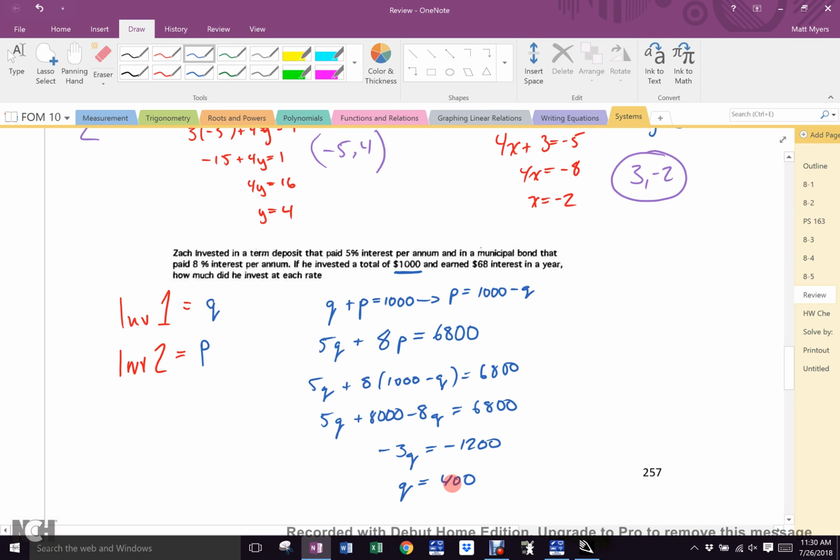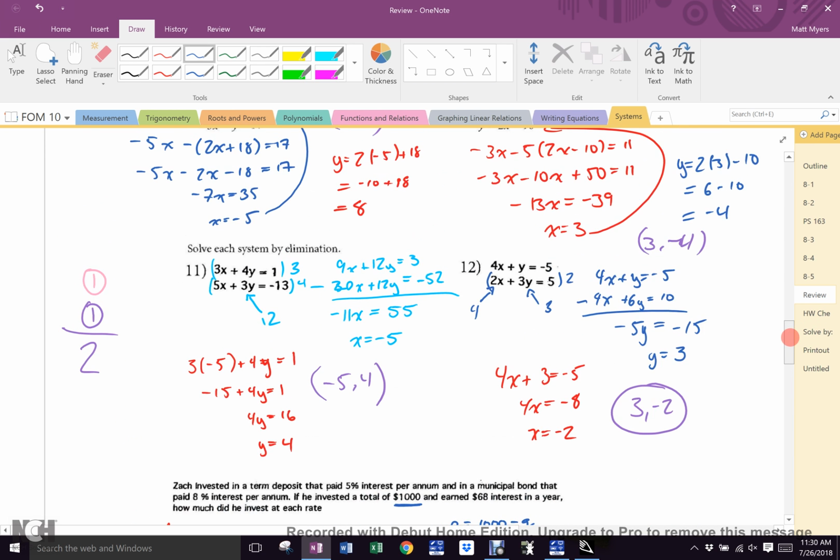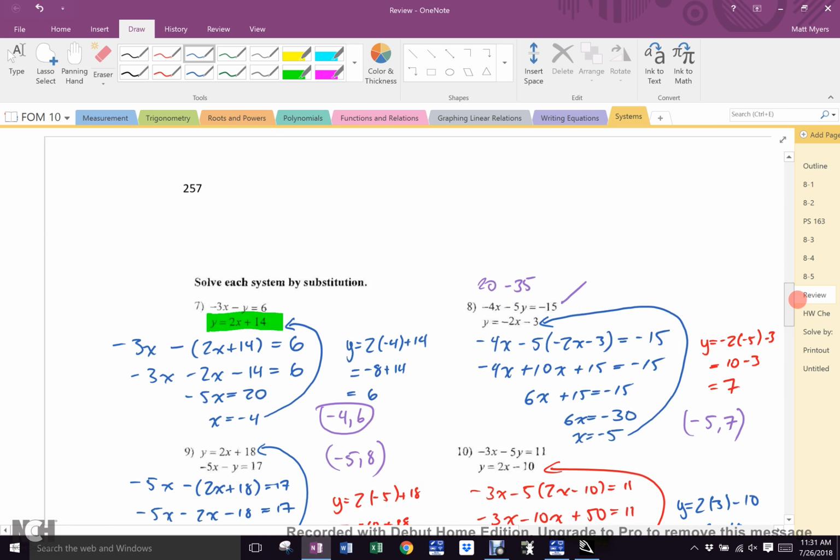When Q is 400, what's P? That's going to be out of 3. 1 for setting it up right and making your system, 1 for understanding how to solve it, and 1 for the algebra. Making that page out of 3, 5, 7, 8, 9, 10, 11.